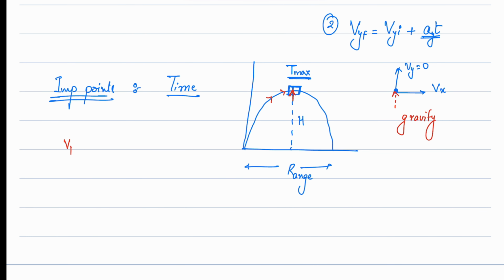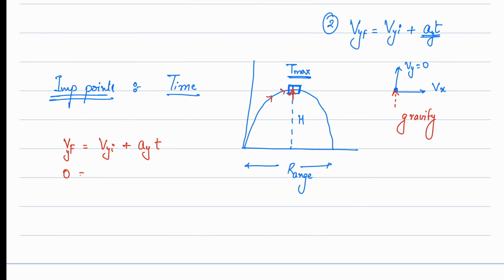So can I say Vf or Vyf equals Vyi plus ayt? Is that fine? Okay, so final velocity is 0 equals, what is the initial velocity? Can I say v naught sine of theta minus g times t? Okay, how to solve this value? There is a question in your mind.